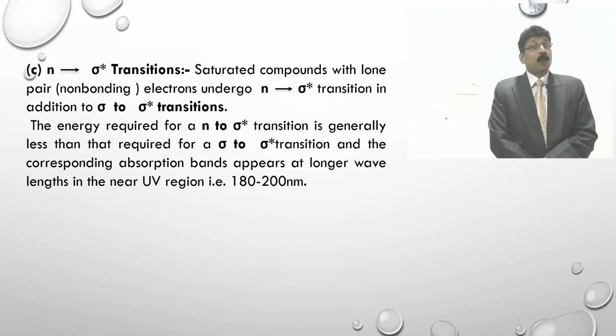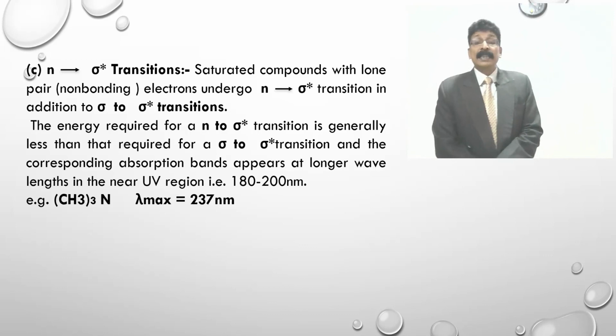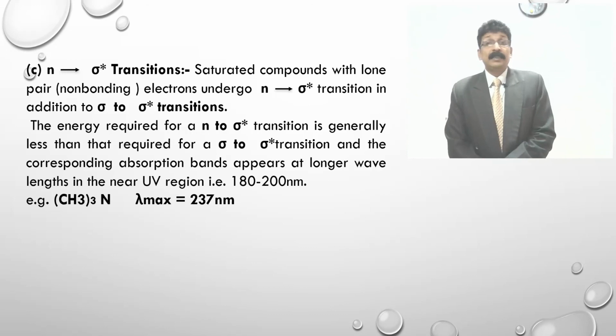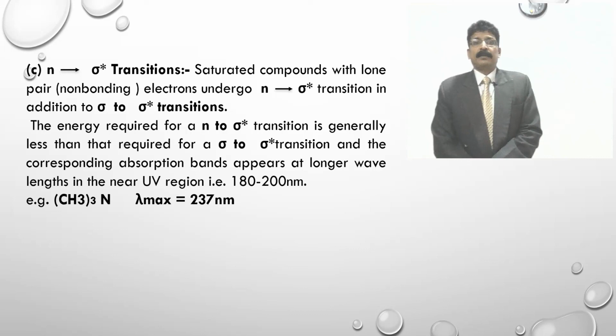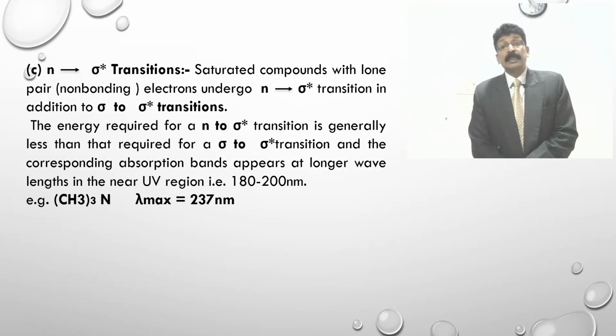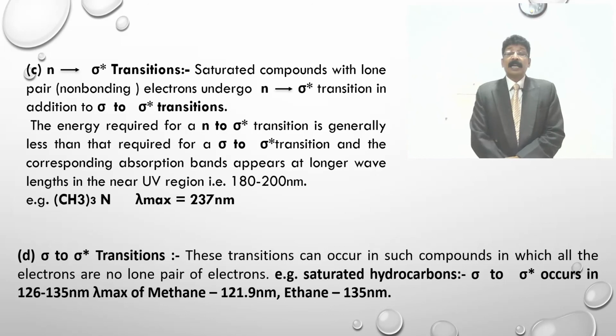For example, you can take a tertiary amine, trimethylamine, or butylamine, sorry, not propylamine, which is a tertiary amine. Lambda max is 237 nanometer. The presence of the nitrogen lone pair of electrons can give rise to this lambda max.